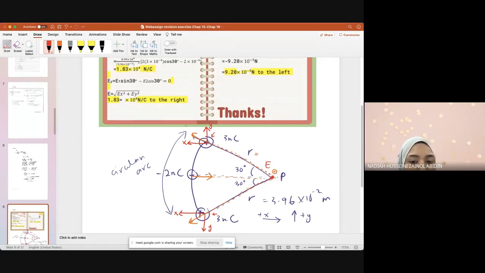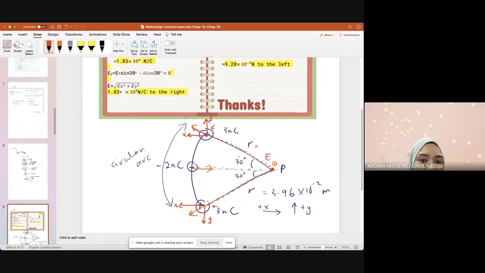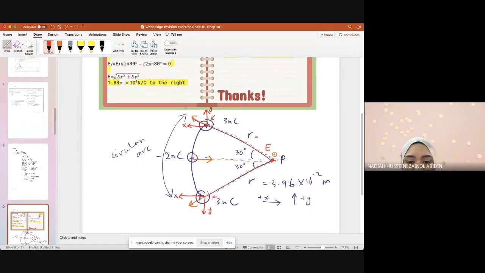Remember, the equation only gives you the magnitude. The direction, you need to draw on the diagram. You need to find out on your own. Cannot use equation to find out the direction. So draw the arrow, find out how the Y and the X components are. Okay, in this case, X is negative, and downward Y is negative Y.